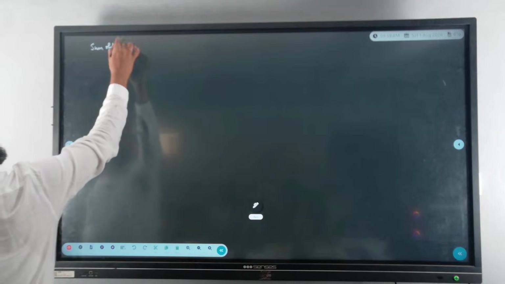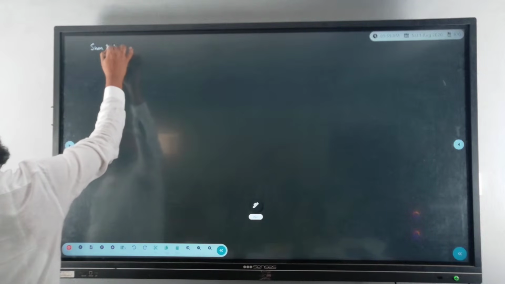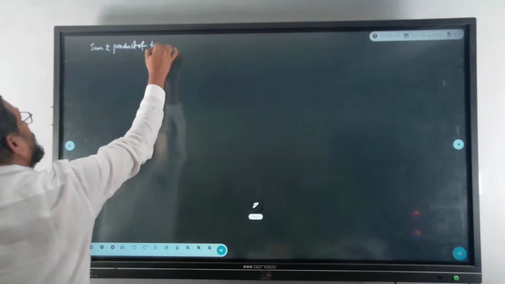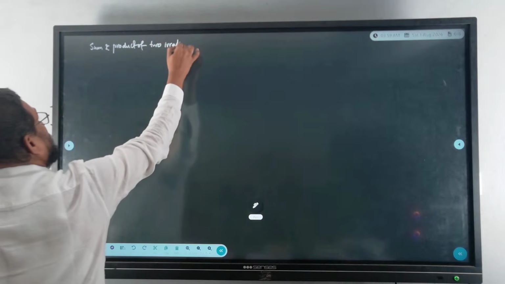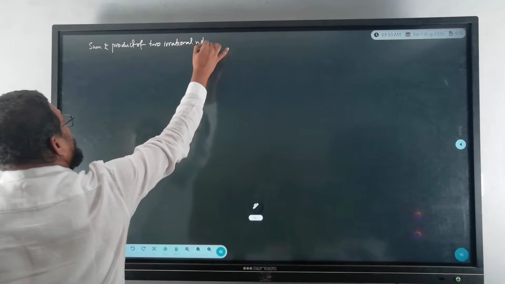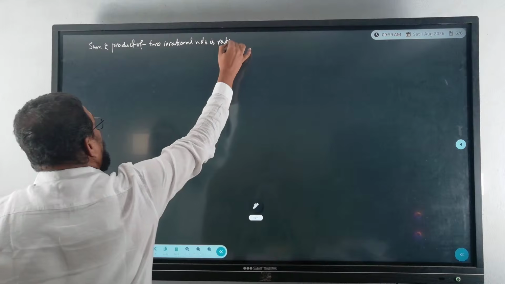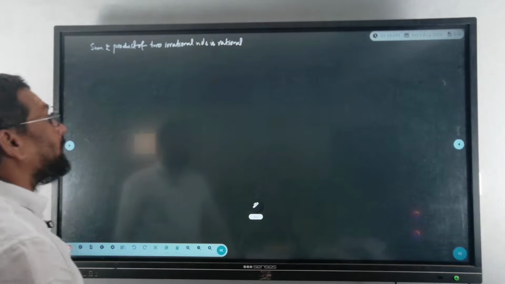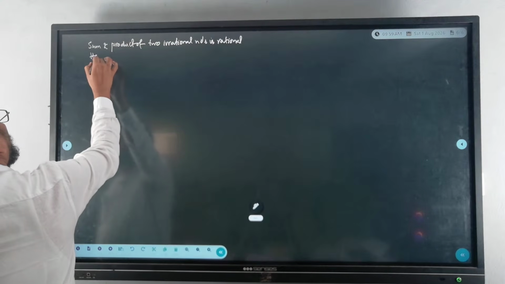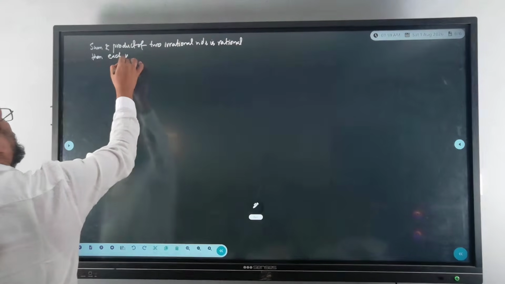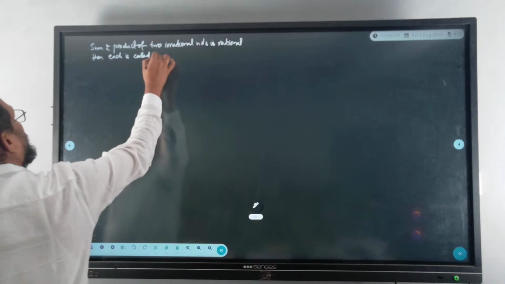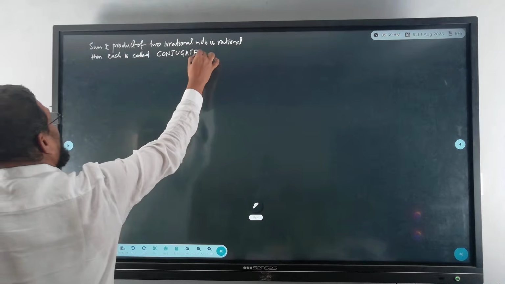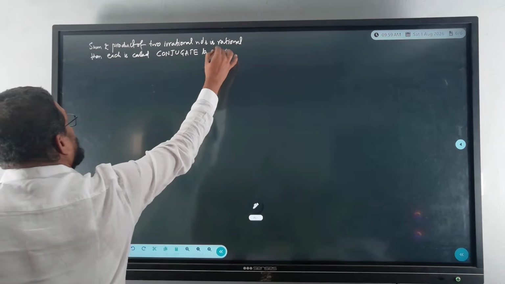Sum and product of two irrational numbers is rational. Then each is called conjugate to the other.